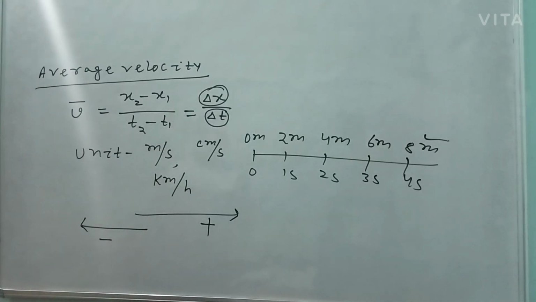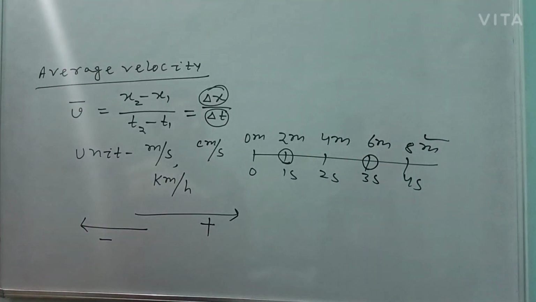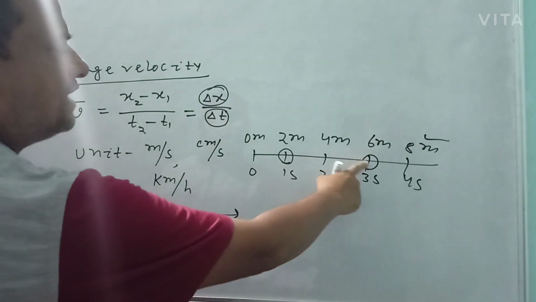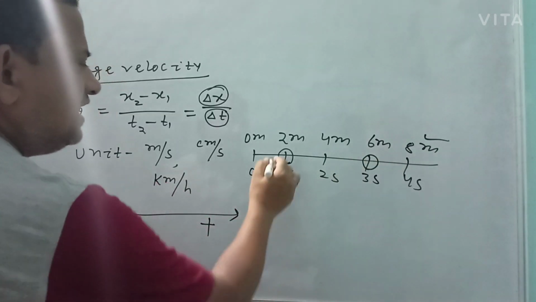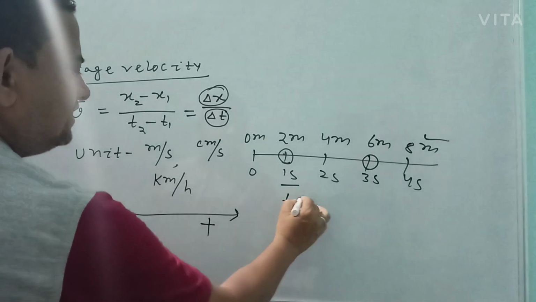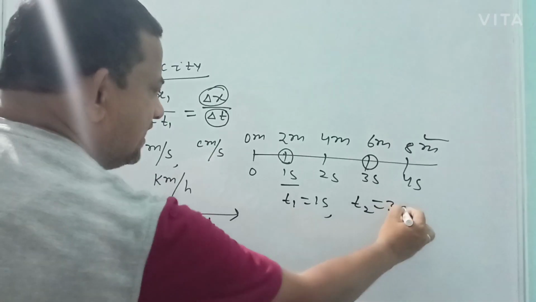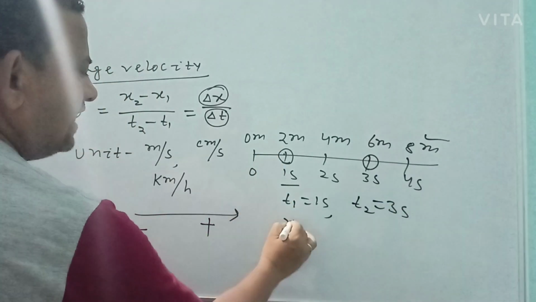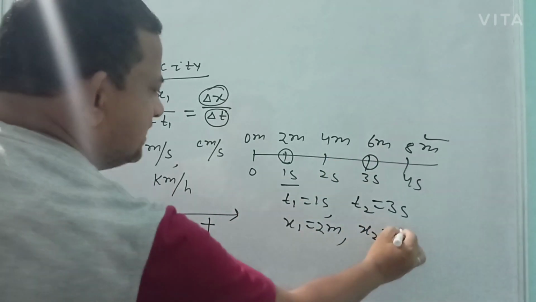So how to calculate velocity or average velocity? You consider any two positions. Suppose I consider this position and that position. You may consider this position and that position. Any two points we consider. So here this is 1 second, means t1 is 1 second. Here it is 3 second, means t2 is 3 second. Here it is 2 meter, means x1 is 2 meter. Here it is 6 meter, means x2 is 6 meter.